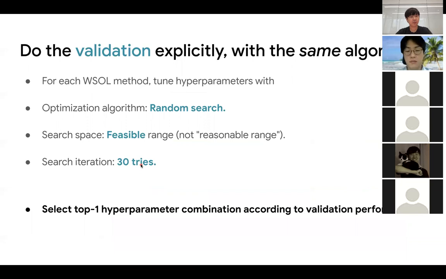On the validation set, we tune the hyperparameters. Specifically, we sample 30 hyperparameter combinations randomly, a random search. Then we train the models and evaluate them on the validation set. Finally, we select the top-1 hyperparameter combination according to the validation performance.